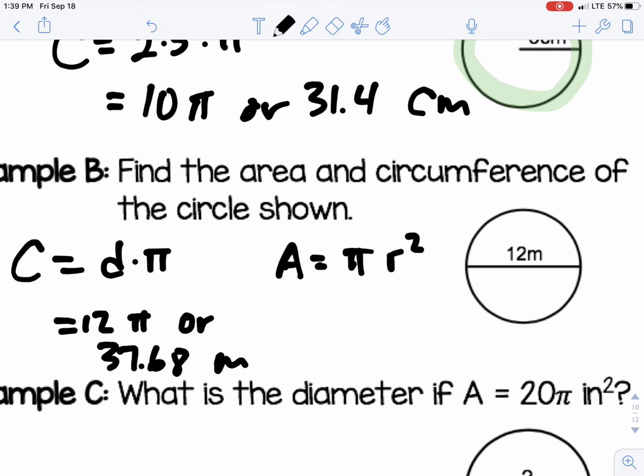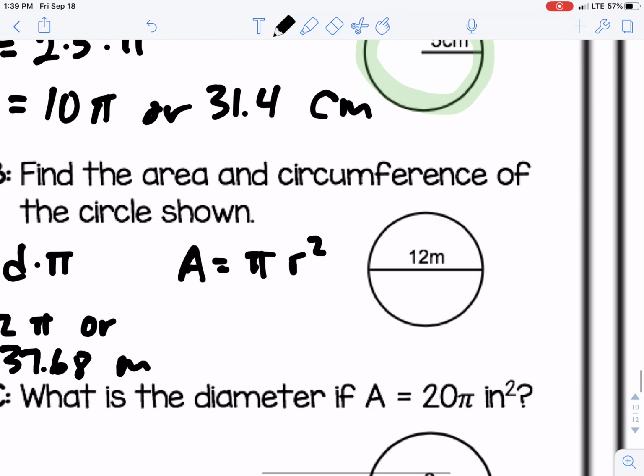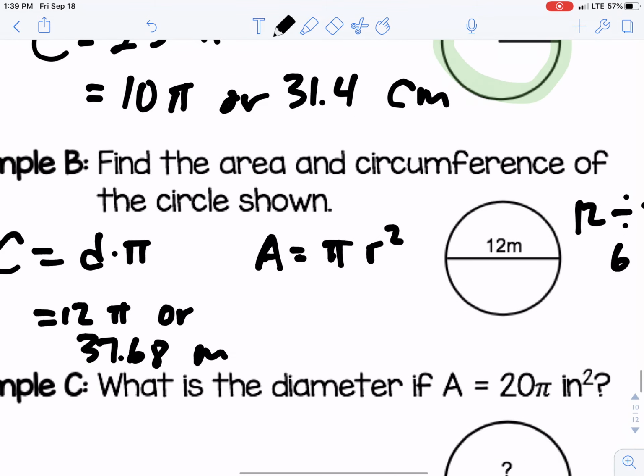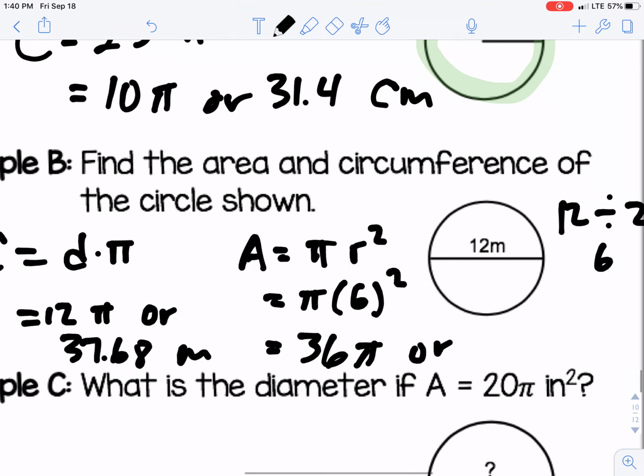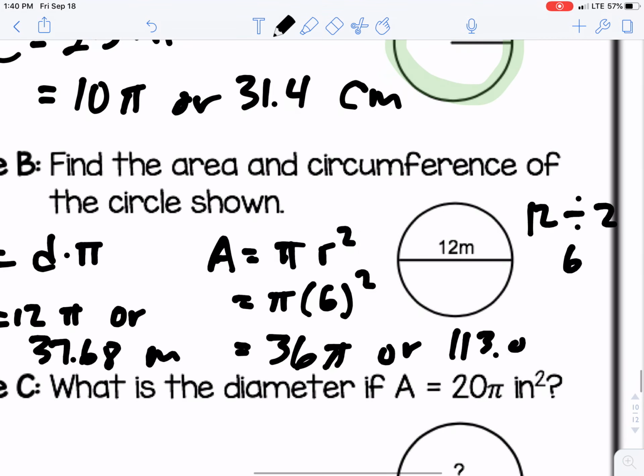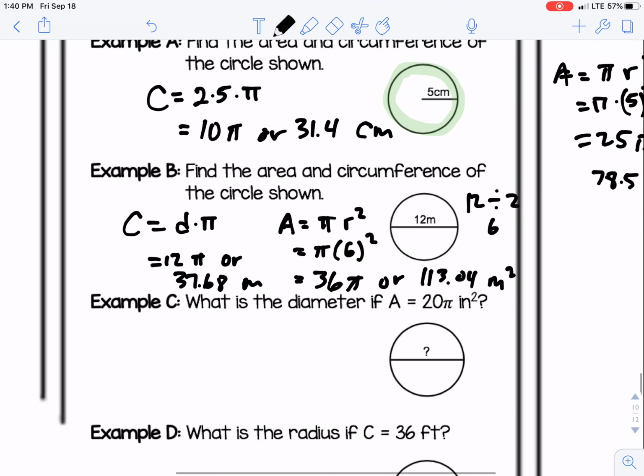12 is not the radius, it's the diameter, so we have to take 12 and divide it by 2 to get 6 for the radius. So we're looking at pi times 6 squared, which is 36 pi, or 36 times 3.14, gives you 113.04 meters squared. So do they give you the radius? Do they give you the diameter? That's up to you to figure out.